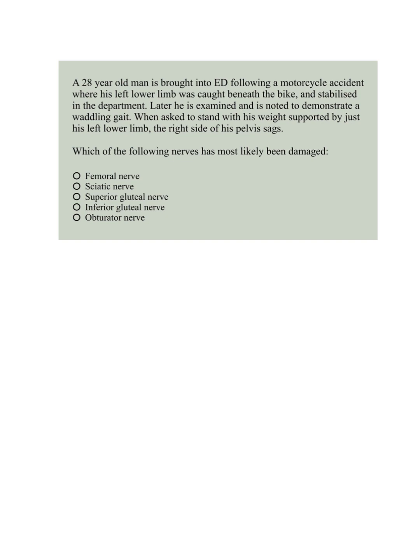Now, to solve a question, you have to look at the pointers first. What are the pointers in this question? The pointers are a 28-year-old man, motorcycle accident, left lower limb, then waddling gait, and on examination, the right side of the pelvis sags. So you've immediately noticed that the injury is on the left side, but the right side of the pelvis sags. So something is definitely wrong.